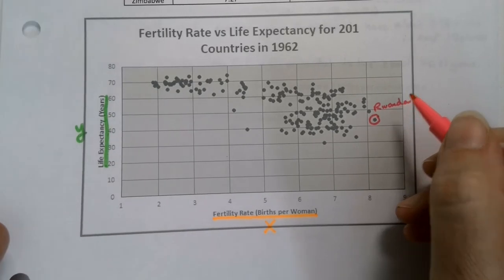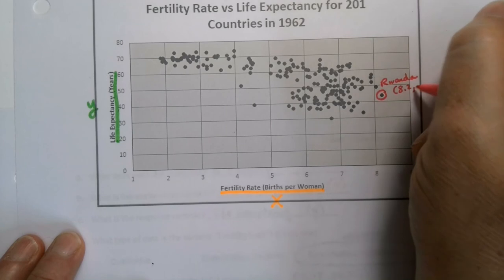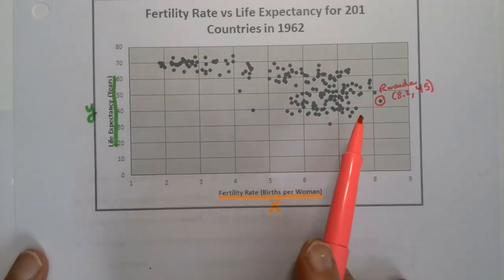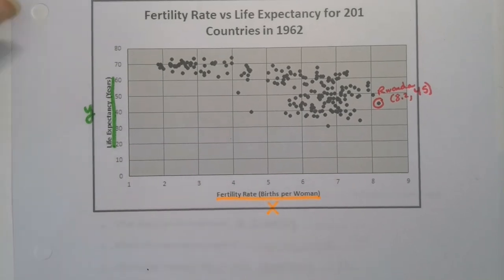And again, Rwanda's point would be 8.2. Oh, it was 45. Sorry, 45. Right there. So that's just checking whether you know how to read these graphs, whether you know what you're looking at when you look at these points. All right, so that's done.